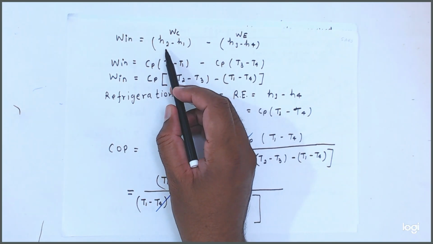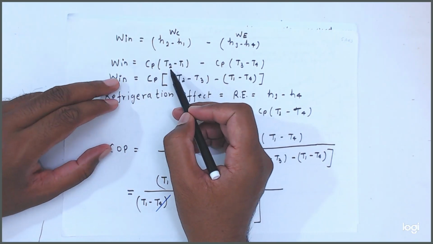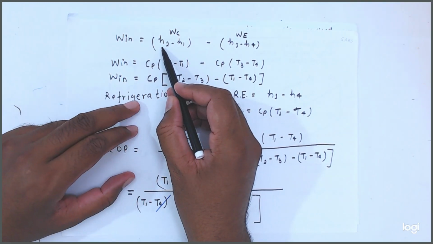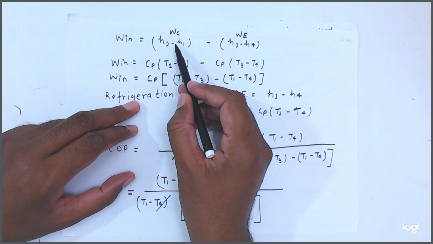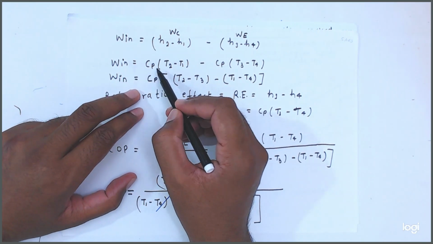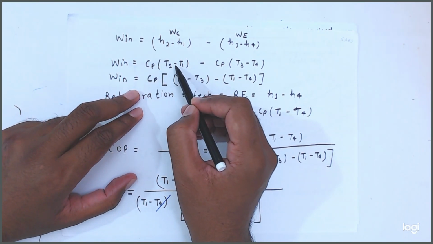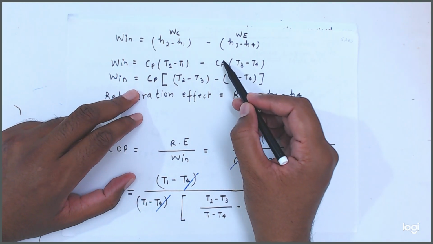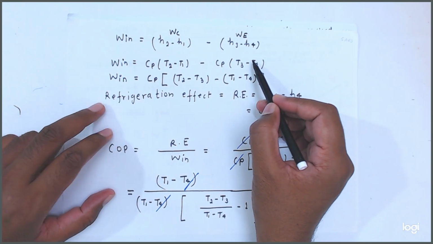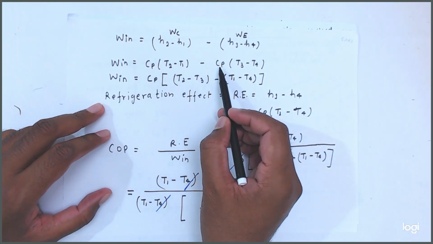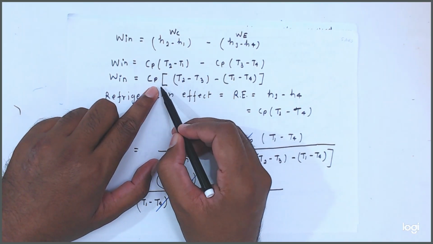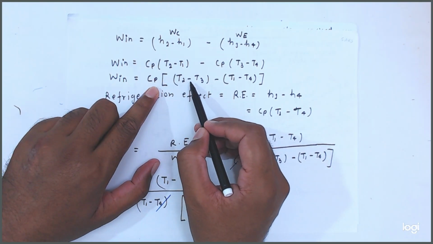Now we will convert this enthalpy in terms of temperature. So here we get Cp into T2 minus Cp into T1. Cp we take common, so Cp in bracket T2 minus T1. Similarly here, specific heat at constant pressure into T3 minus T4. Cp is constant, so we will take Cp common.